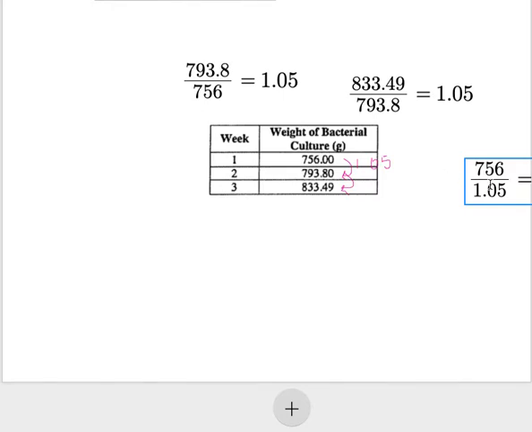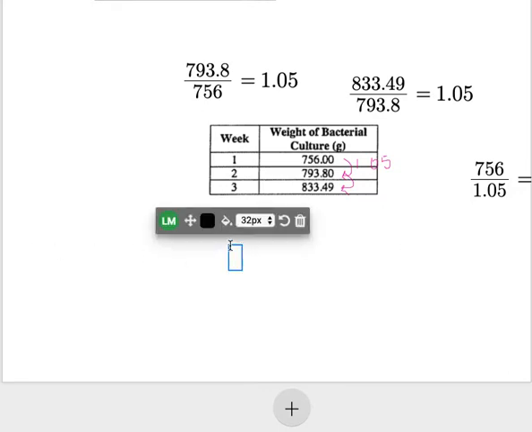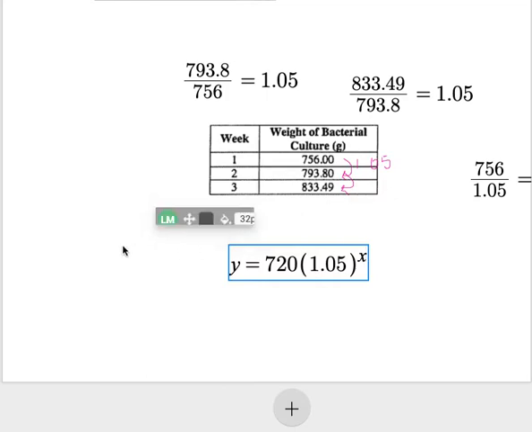I'm noticing I'm a little bit off my screen over here, so I'm going to switch over to this side. That's just going to get me 720. So that is my starting value. So I'm going to go back and write my equation. Y equals 720 times, my multiplier was 1.05, to the x. And voila, I am done.